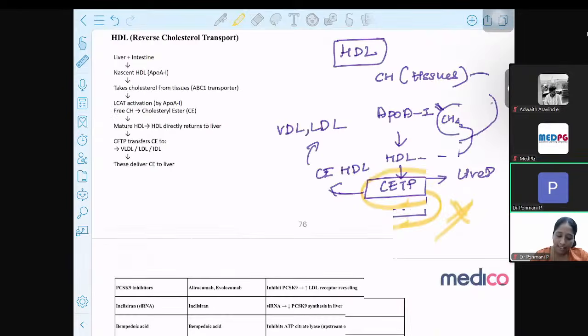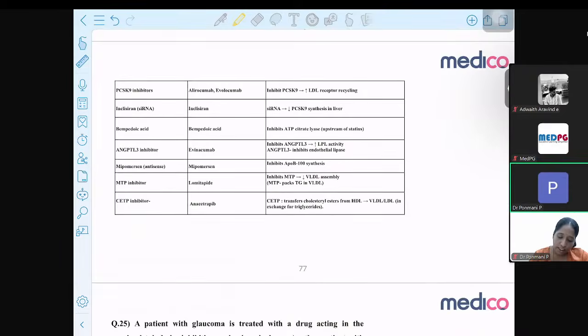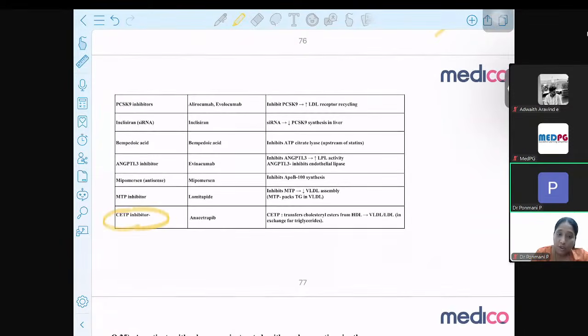So what are these drugs? The drug which is going to inhibit the CETP is called anacetrapib, and the drug which is going to inhibit the MTP is called lomitapide. Please remember these two. Other drugs we have, the PCSK9 inhibitors, we have already seen. They are the monoclonal antibodies alirocumab and evolocumab. There is one more thing which also decreases the PCSK9 synthesis, which is inclisiran, which is a small interfering RNA.